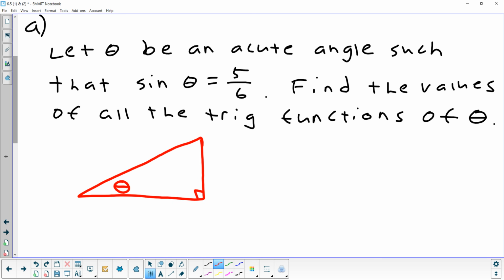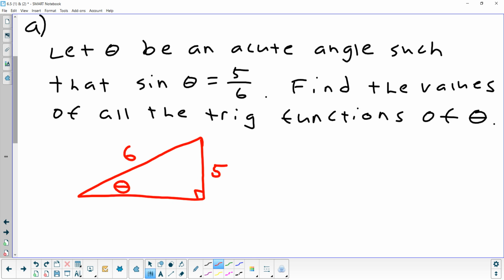So, Casey, what side is the 5 again? That's opposite. And Eli, what side is the 6? Can you give me the word that describes it? The hypotenuse. Okay, so 5 over 6.